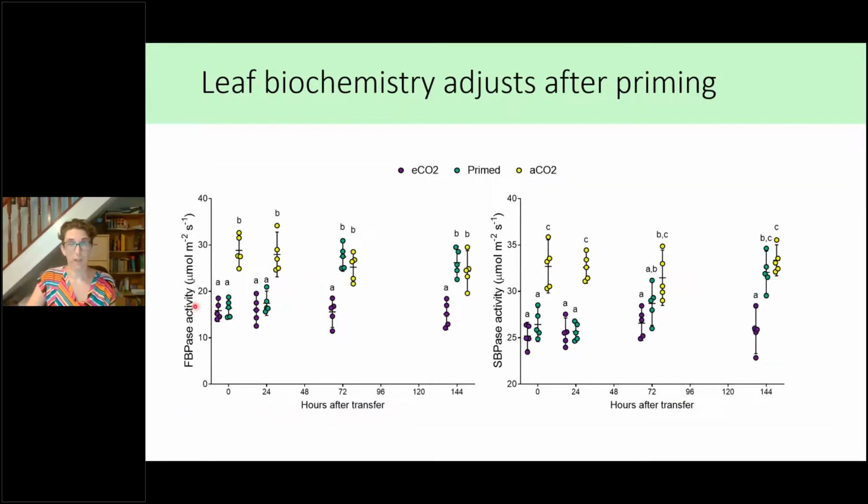And that's exactly what we've seen. So there's a couple of enzymes here as an example. So we've got the elevated CO2 level of FBPase activity, that's quite low in the purple. In the yellow, we've got the ambient CO2 activity. And the green ones here have been transferred at 0 hours from elevated to ambient conditions. And you can see that after 72 hours, the primed plants have an equivalent FBPase activity to the ambient grown plant. And the same is true with SBPase. The green dots here, the primed ones, change their metabolism to match the ambient CO2 by 144 hours. So this is great.